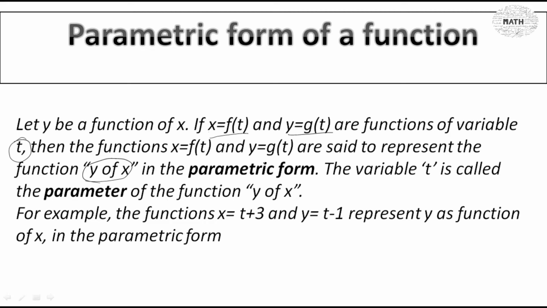The variable t is called a parameter of the function y of x. For example, x is equal to t plus 3 and y is equal to t minus 1 represent y as a function of x in the parametric form. Or another example, I can give you x is equal to t square plus t minus 3 and y is equal to t minus 1. This also represents y as a function of x in the parametric form. I hope you're clear with the parametric form of a function. Just go through the definition, you'll be clear. You can pause the video and check nicely.